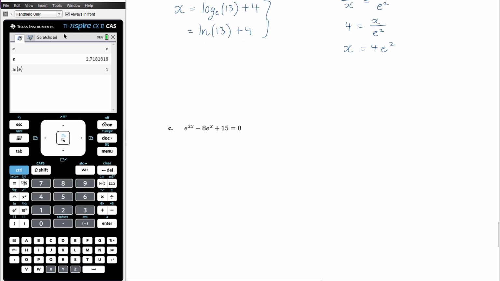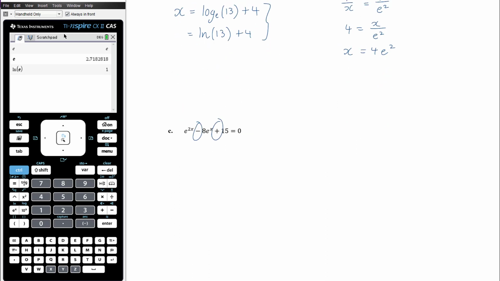Okay, part C, again, we're looking at this addition and subtraction. Your index laws don't allow you to add indices together, okay, even if they've got the same base. So we're going to need to make a substitution here. So we're going to think about the fact that this is e to the x squared, which is e to the 2x, minus 8 times e to the x plus 15. And so I'm going to let u or a or whatever letter you want to use be e to the x. So we get u squared minus 8u plus 15.